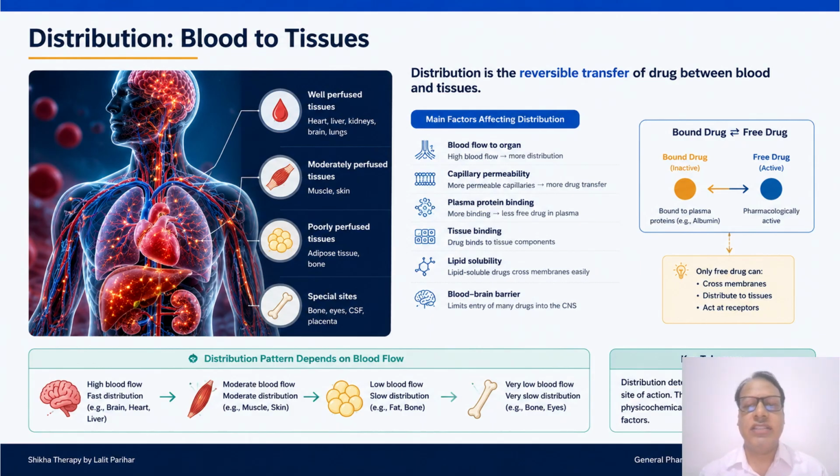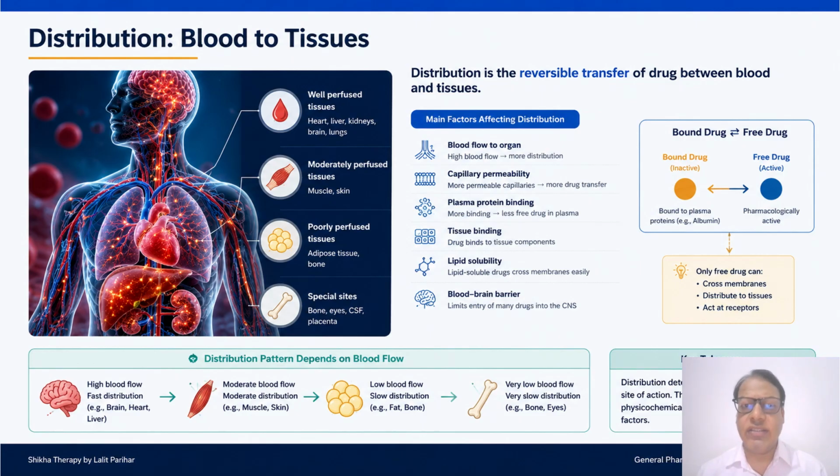After absorption, the next step is distribution. Distribution is the reversible transfer of drug between the blood and different tissues of the body. Drug distribution does not occur equally in all organs. Well-perfused organs such as brain, heart, liver, kidney and lungs receive the drug rapidly because they have a high blood supply. Moderately perfused tissues such as muscles and skin receive the drug comparatively more slowly, and poorly perfused tissues such as adipose tissue and bone show slower distribution.